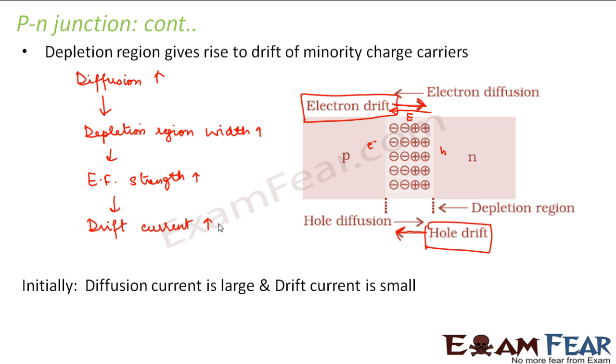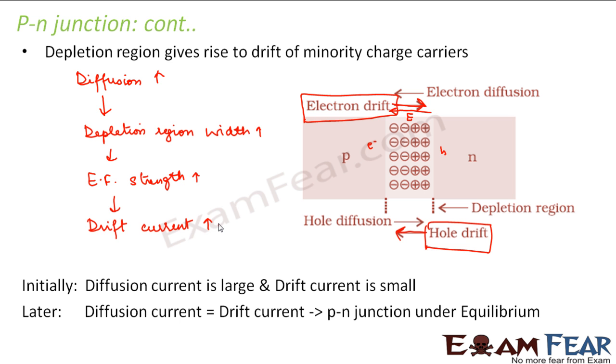As soon as you join a p-type and n-type, you will not get a depletion region. As the diffusion keeps taking place, the depletion region will gradually form, right? So initially your drift current is very small because there is no depletion region, but the diffusion current is large, because as soon as you join p-type and n-type, due to the difference in concentration, electron diffusion and hole diffusion will start. But later what happens?